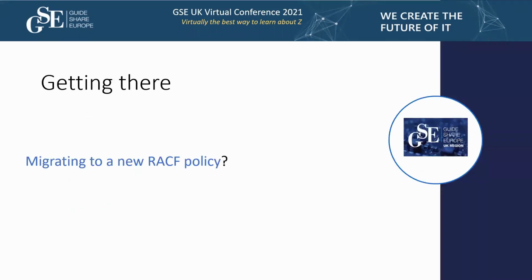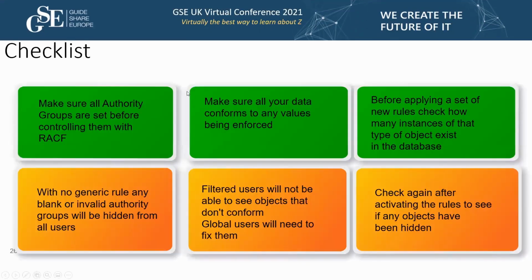So how do we get there? How do you migrate to a new RACF policy? So there's a checklist. First thing I would say is make sure all your authority groups are set before controlling them with RACF. What I mean by that is get them all filled in the database if you can. There is another way to do this. I'll mention it in a moment.